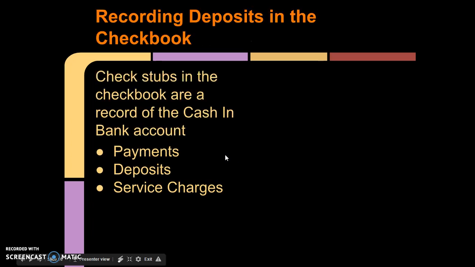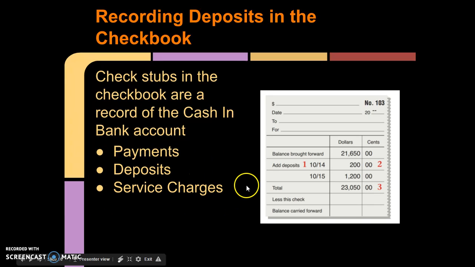Check stubs in the checkbook are a record of cash in the bank account. So in order for the cash balance to be changed, we would have 3 different actions that could take place: payments, deposits, service charges. So on the stub for a particular period, first we're going to have the balance brought forward from the previous check stub.